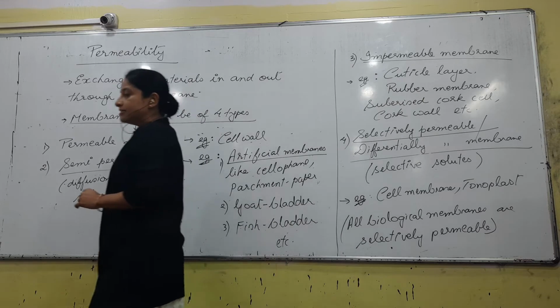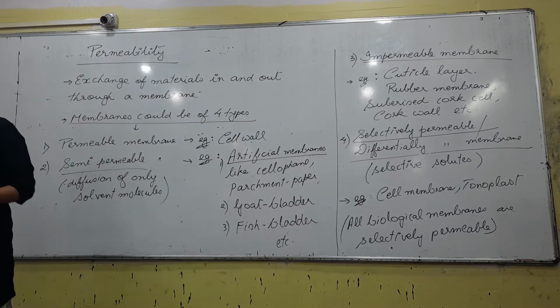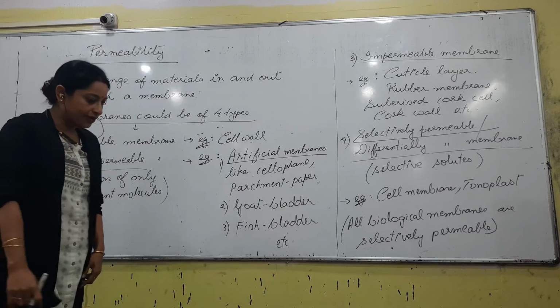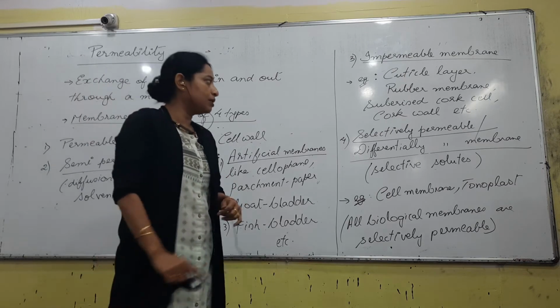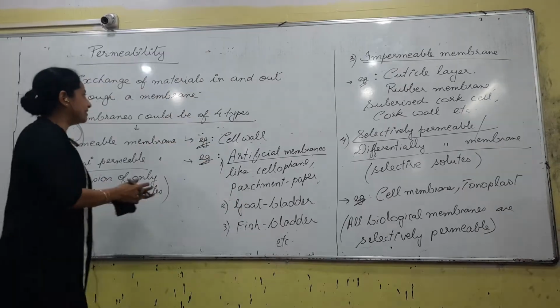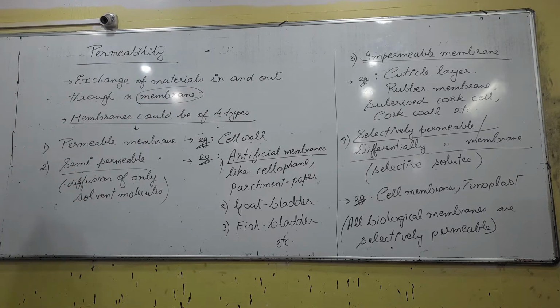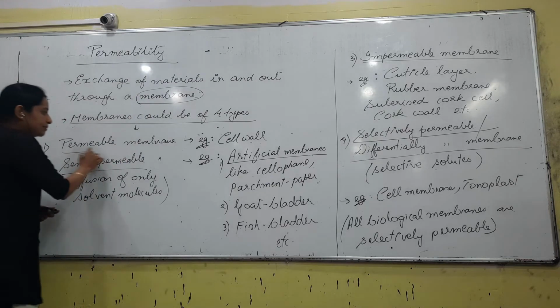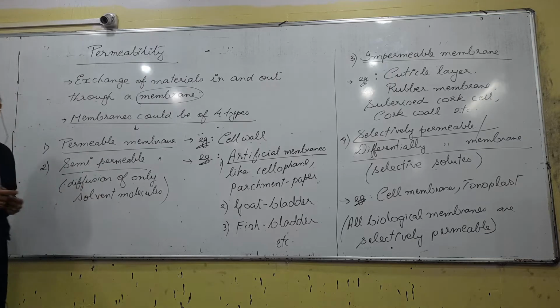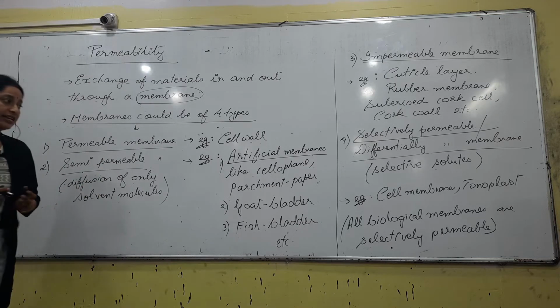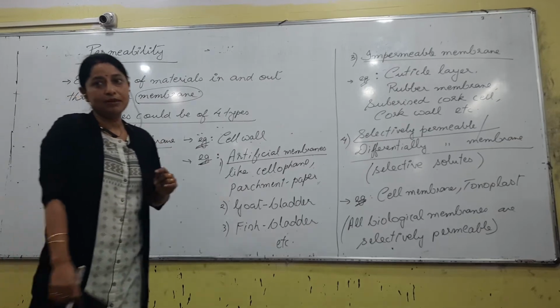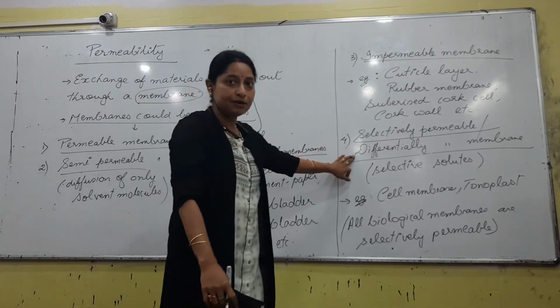So permeability is a process through which substances either enter or exit a membrane. That is called permeability, depending on the membrane. Since the process is entirely dependent on the membrane, there could be 4 types of membrane: permeable, semi-permeable, impermeable and selectively permeable. As far as biological membranes are concerned, all the membranes are generally examples of selectively permeable. It is also called differentially permeable.